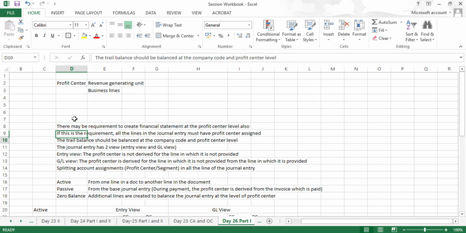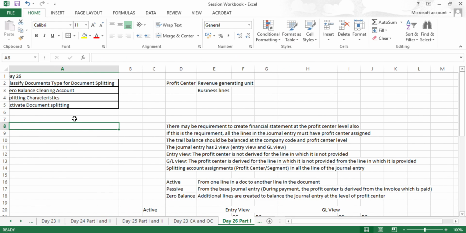We also understood that the journal entry has two views, the entry view and the GL view. The entry view is nothing but the view that we create while posting the journal entry, and the GL view is the view that is automatically created by the system, wherein the document splitting happens or the sub ledger is shown as the main ledger. So these are some of the additional explanations of document splitting.